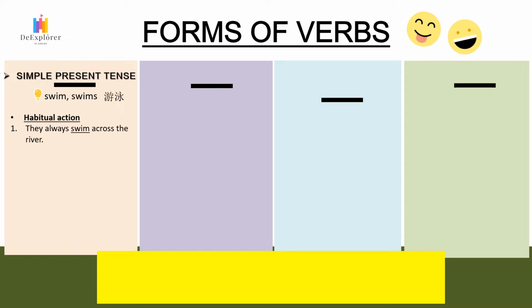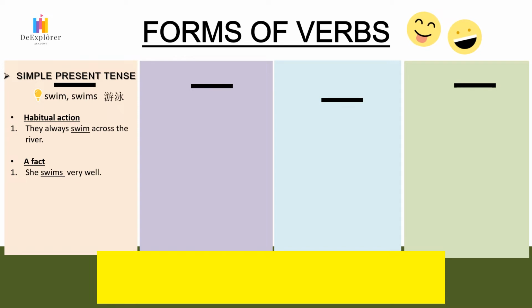Okay, so that's the first one, called the simple present tense, a verb with s and without the s. Simple present tense is also used to show a fact. Example, she swims very well. She swims very well. 她很厉害游泳。So swims with s. Why? Because she, singular subject, use the singular verb. Okay, so that's for simple present tense.